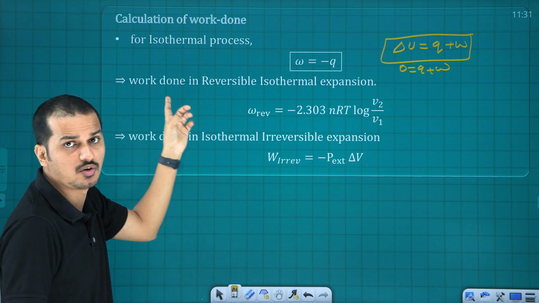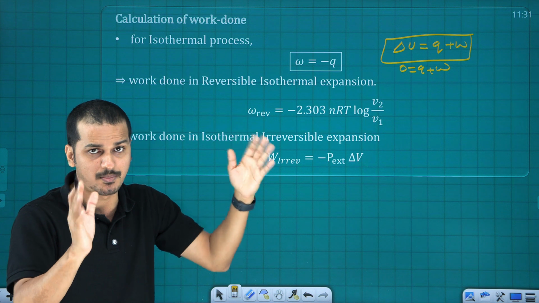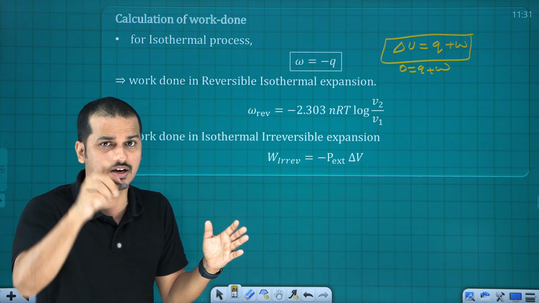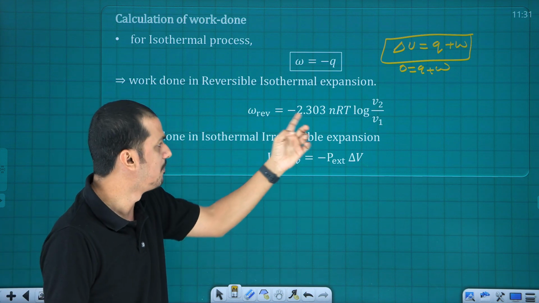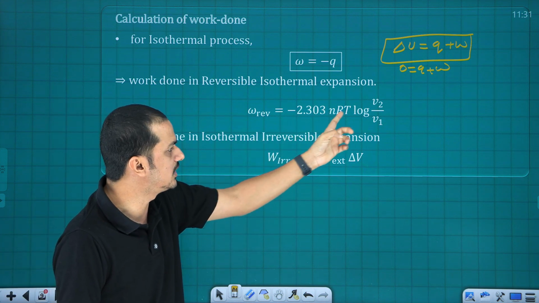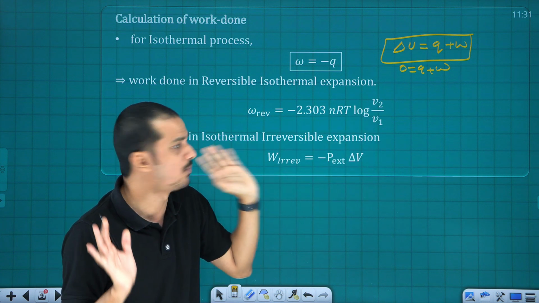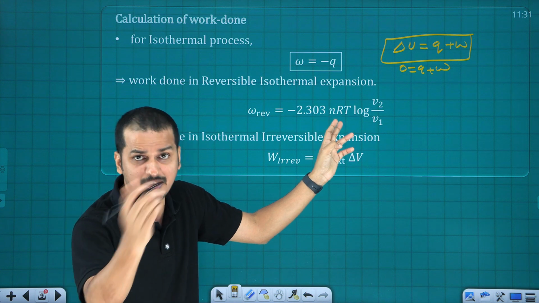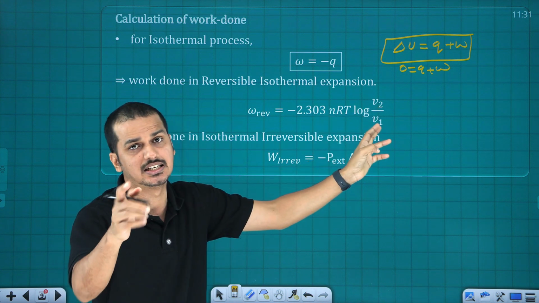Now, once we are calculating work done for a reversible isothermal expansion, you have to remember in the case of isothermal reversible that pressure is continuously changing. We already learned that idea. So, work reversible is equal to what's the formula we have to use? Minus 2.303 nRT log V2 by V1, or else P1 by P2 also you can use. No problem. N means number of moles, R means universal gas constant, T means temperature in Kelvin scale, V2 is the final volume, V1 is the initial volume.